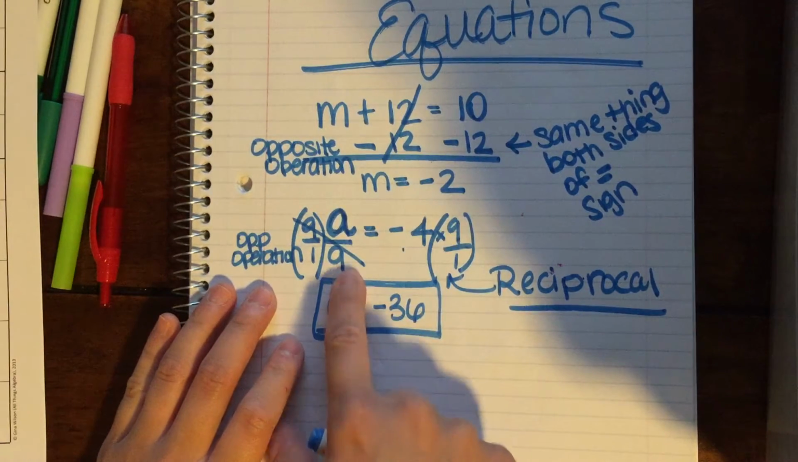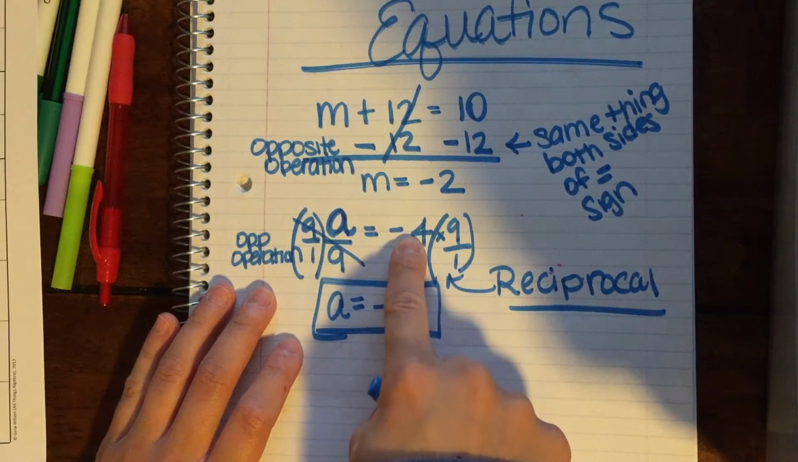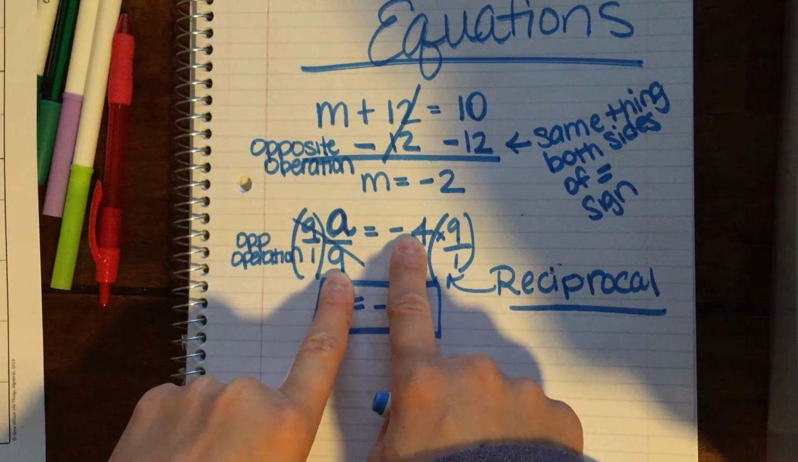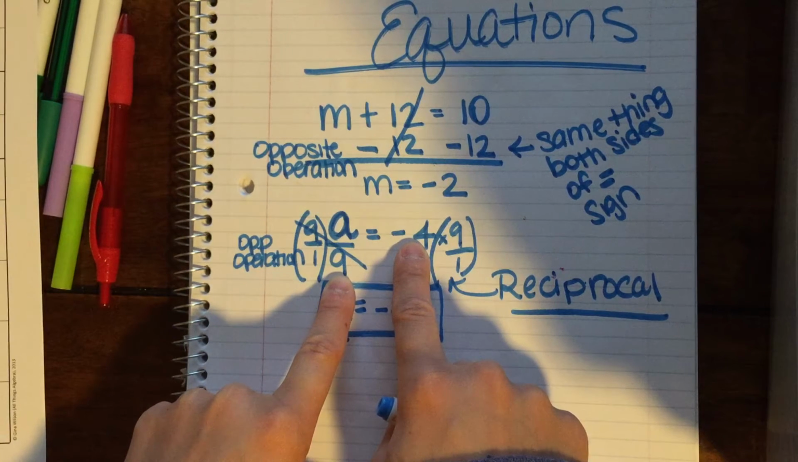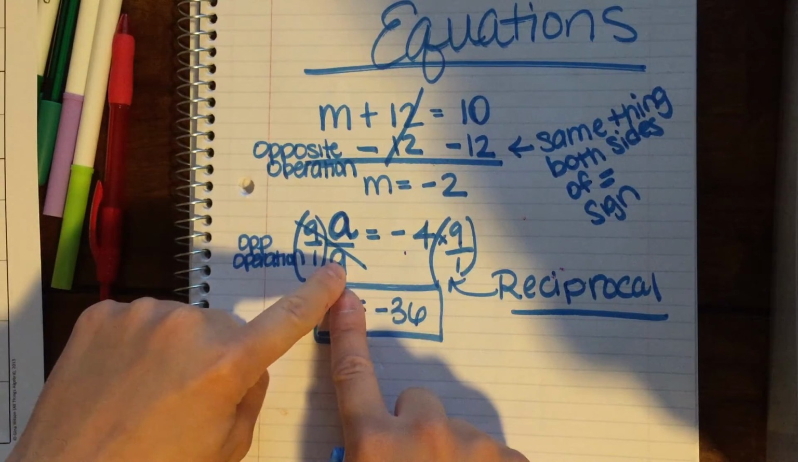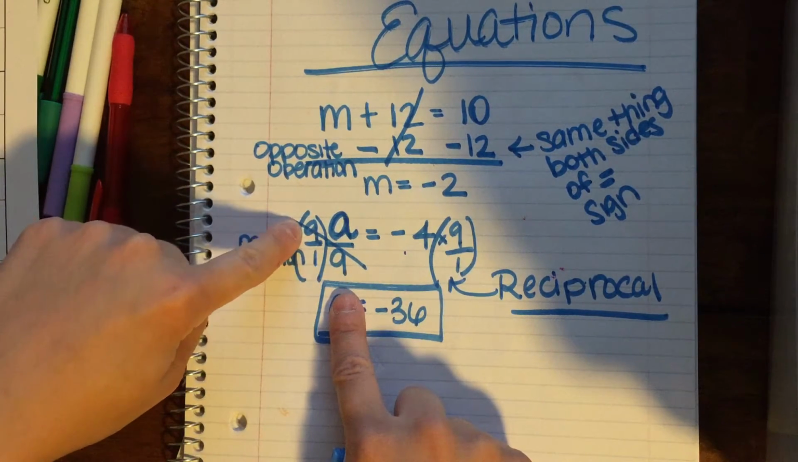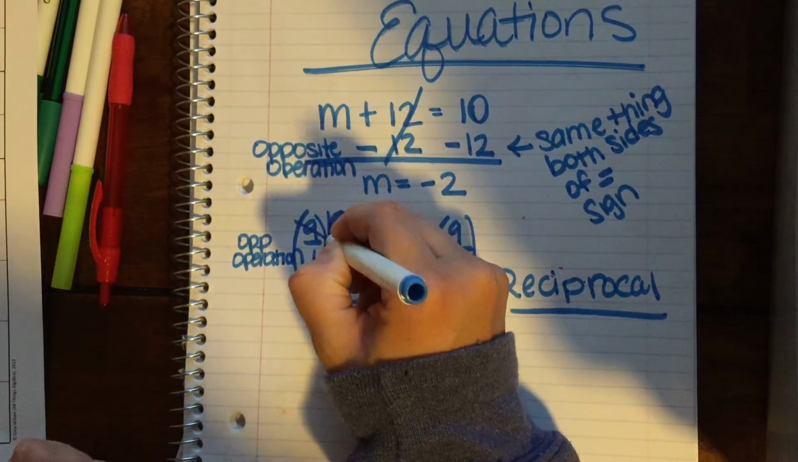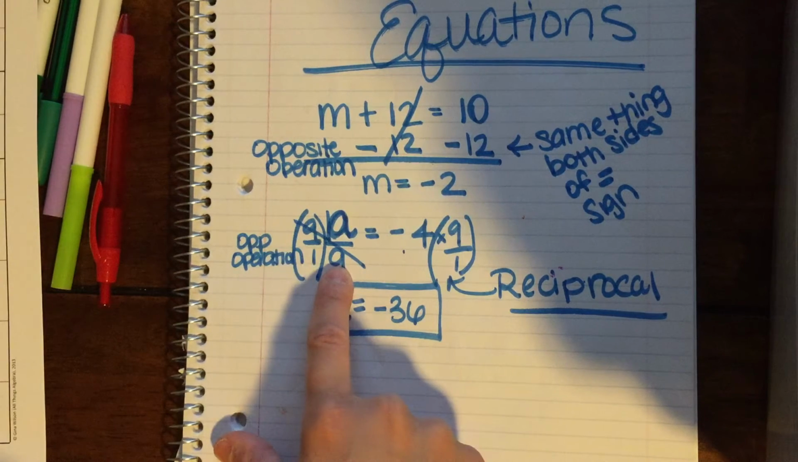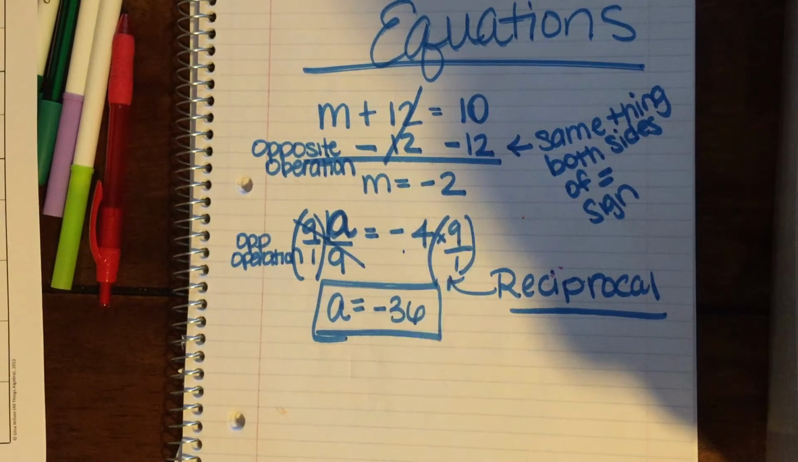On the second problem, a over 9 equals -4. Because this is a division problem to start with, in order to isolate a, we have to multiply by the reciprocal. That's where you take the denominator and it goes up to the numerator, and then this 1 in front of the a that's in the numerator becomes the denominator. So that's how you find the reciprocal. You're just flipping the place of the numbers. So we're going to multiply by the reciprocal on one side and on the other side, so a will equal -36.